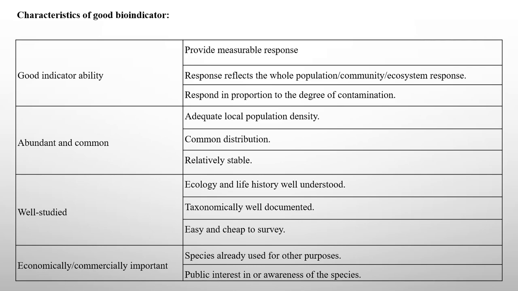Next comes the characteristics of a good bioindicator. First comes the good indicator ability. Any organism to be a good bioindicator must have these 5 characteristics. Under good indicator ability, the bioindicator or the bio-organism must be able to provide measurable responses. Considering these measurable responses, this organism should not experience any mortality, or they should not accumulate any pollutants directly from their environment.